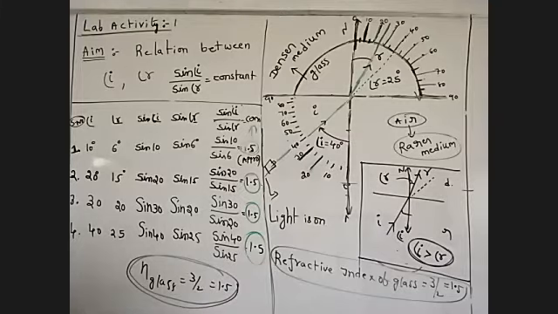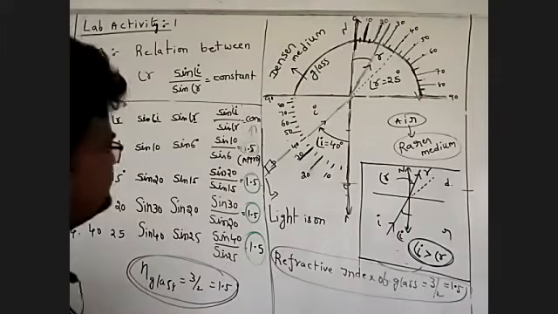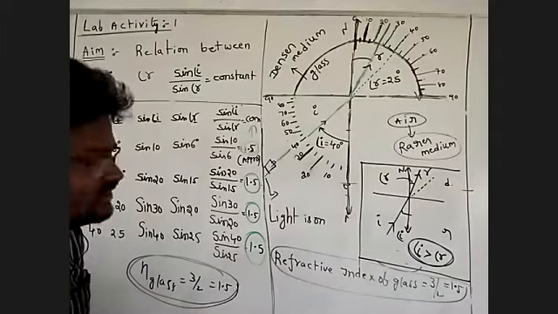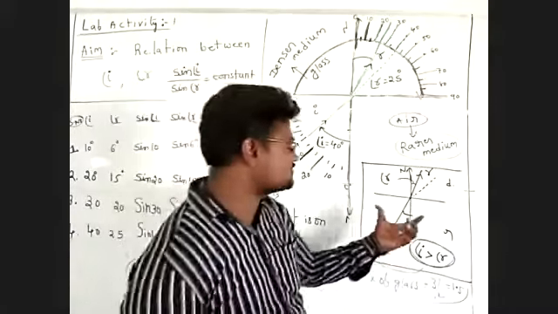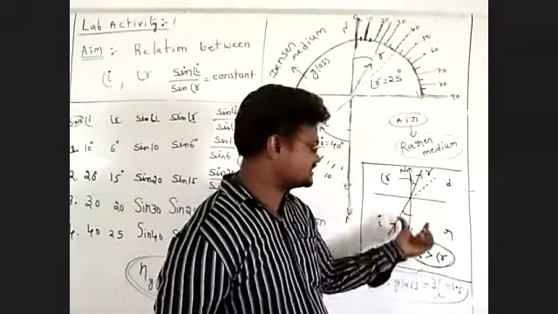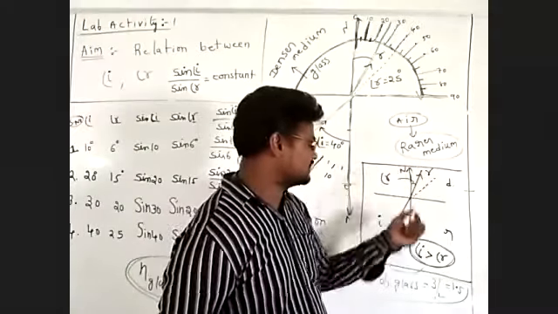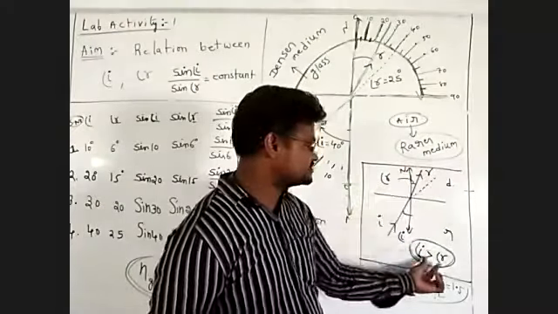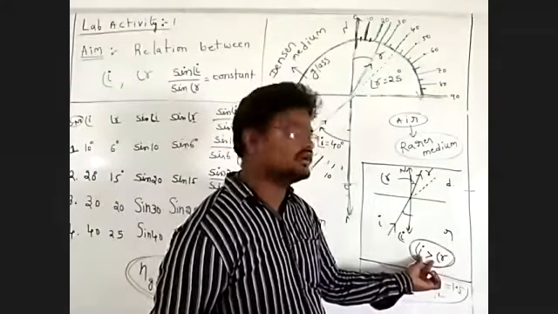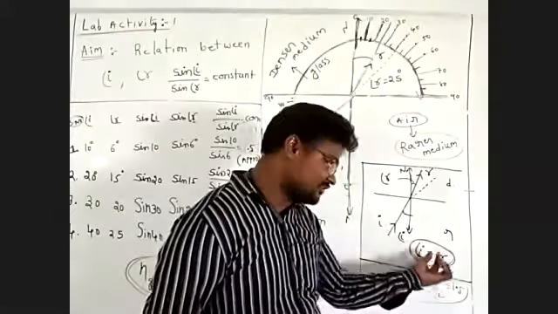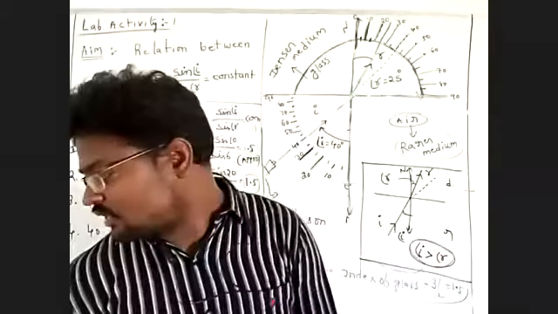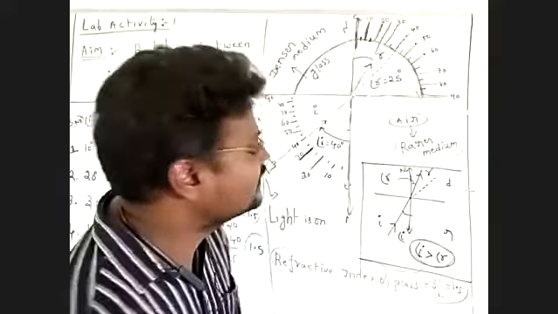This is a lab activity. In this concept, what I explained, the basic thing is that light travels from rarer medium to denser medium. This is angle of i, this is angle of r. This is a relation between angle of i and angle of r: angle of i is greater than angle of r.